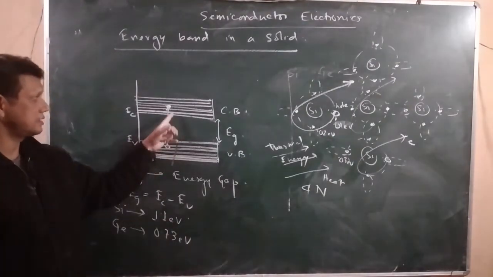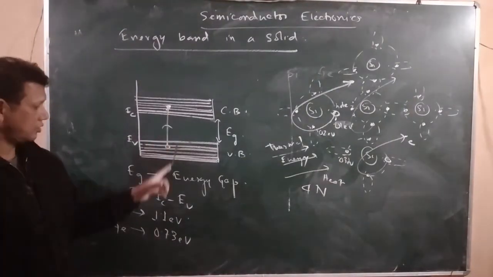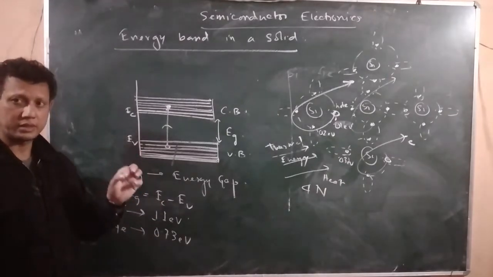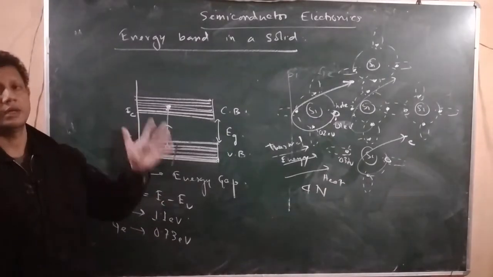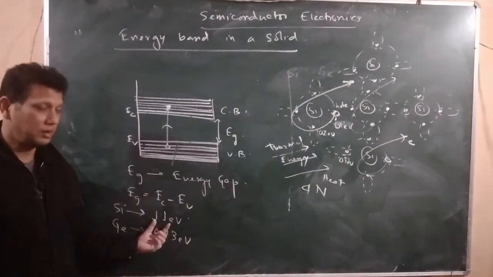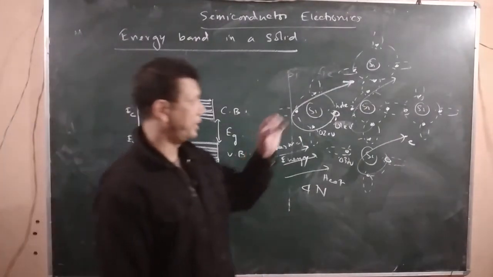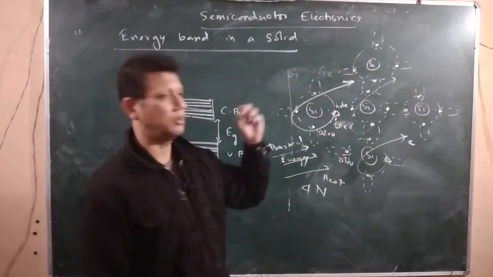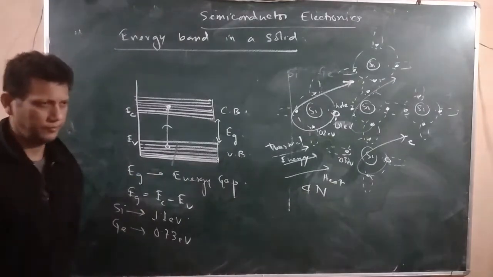So from here to here it will jump. With less energy than this, an electron in a silicon atom can never become free. So minimum it has to get this much amount of energy, then only the electron will break the covalent bond and become free, and in its place there will be a hole.